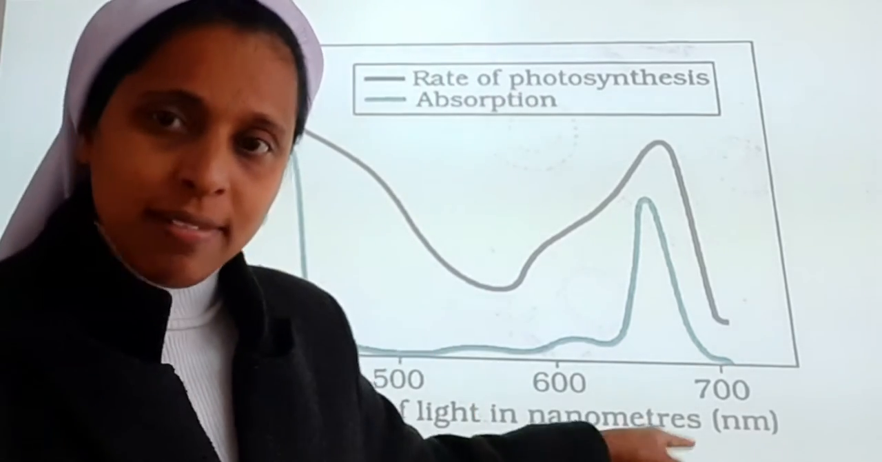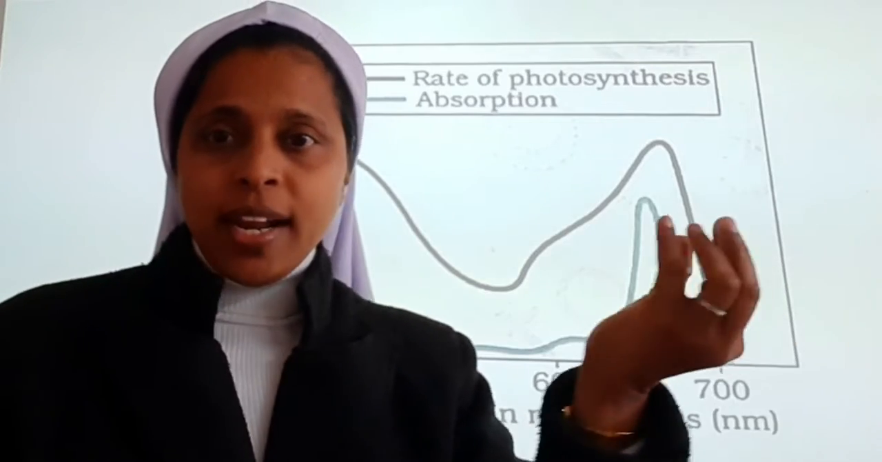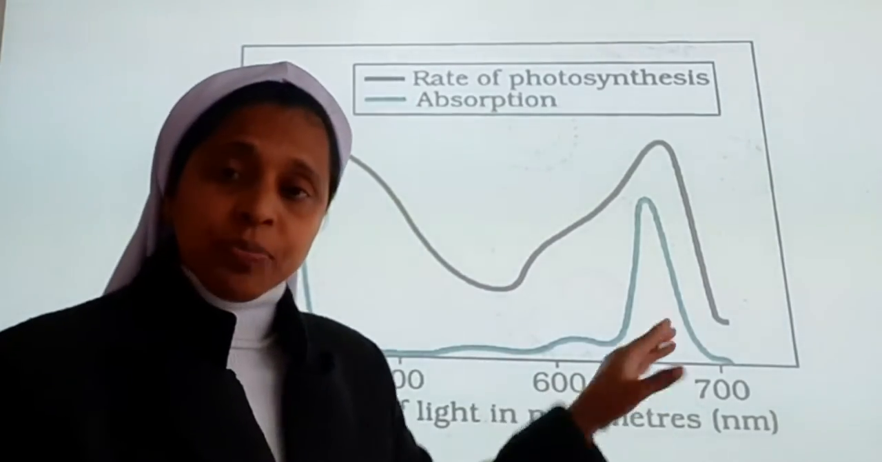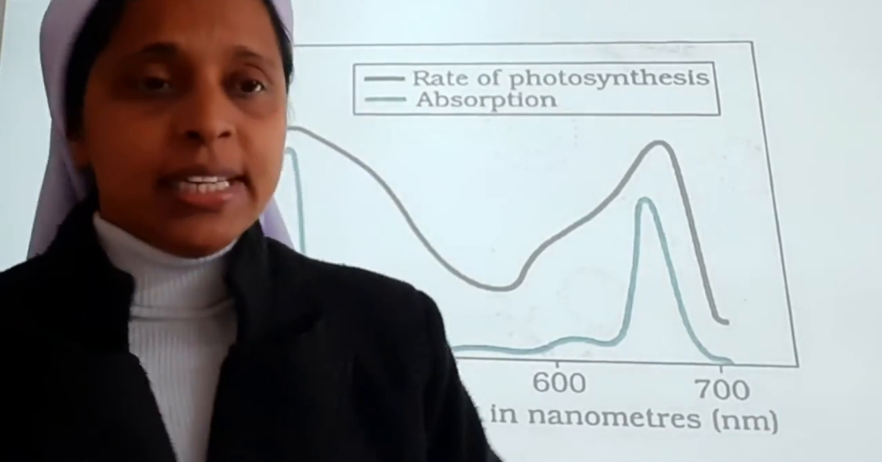So I hope now you might have understood. The absorbance of the light in the nanometers, that is P680 and P700. So the rate of photosynthesis and absorption does not overlap with each other.